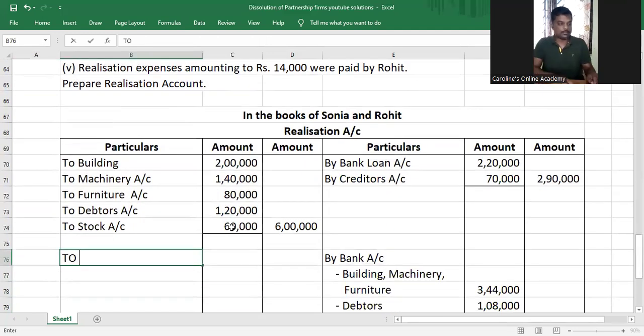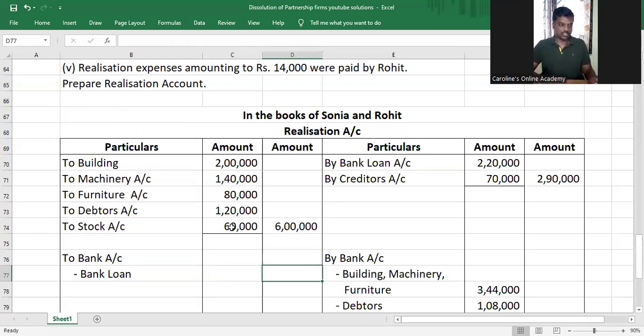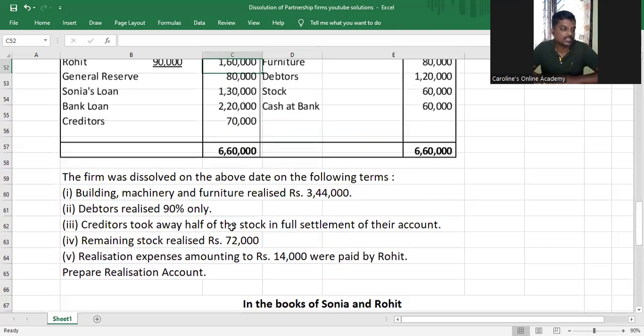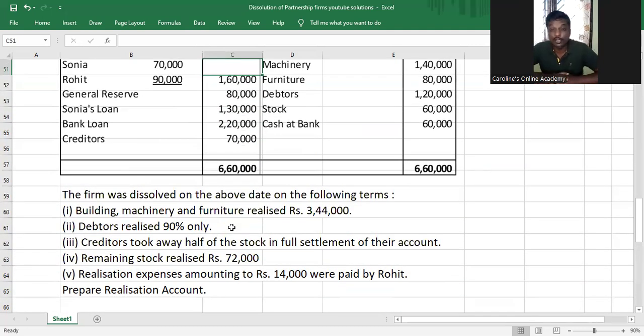So that is what is settled. So you write to bank account because the journal entry, when you pay liabilities, is realization account debit to bank account. So in realization account debit, bank loan, and that is how much, my dear children? 2,20,000. Okay, good. Now you come to realization expenses. Realization expenses amounting to 14,000 were paid by Rohit. It was paid by Rohit. But who is supposed to bear the realization expense?